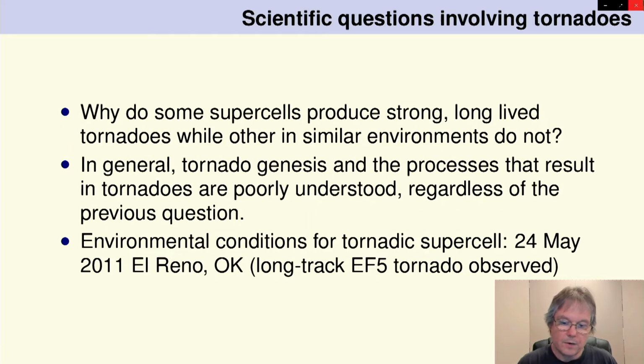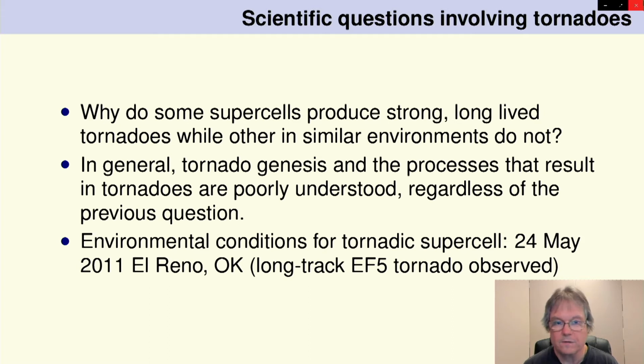So, big question: why do some supercells produce strong, long-lived tornadoes while others in very similar environments may produce a weak tornado or no tornado? And it all links back to the genesis of tornadoes. We're still trying to figure out what really goes on during tornado genesis. There are a lot of conceptual models out there, and it's chaotic, kind of random, and difficult to forecast, but we really need to get to the meat of what's going on.